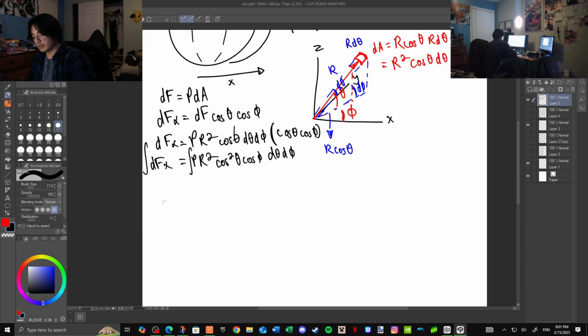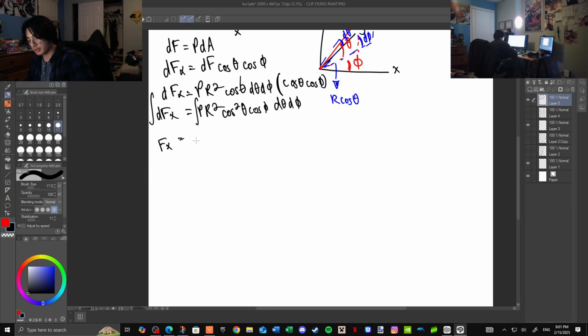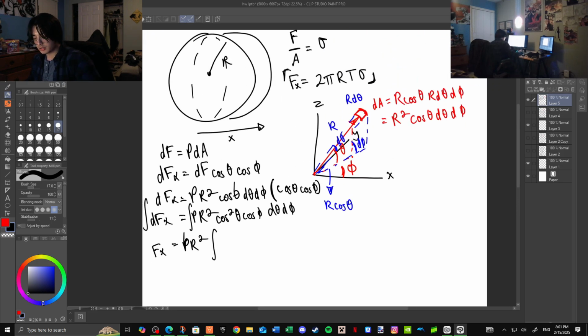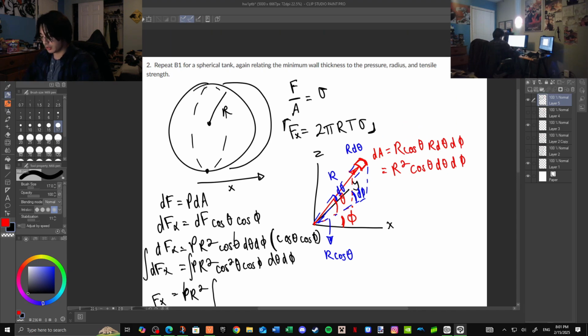Finding the integral of dF of x will give us F of x. So now we have an equation to set it equal to this equation. That comes later. We still need to integrate the other side. So p R squared, those are constants, so those stay outside the integrals. And so the bounds are going to be the same because we're taking it from the bottom half of the sphere to the top half of the sphere.